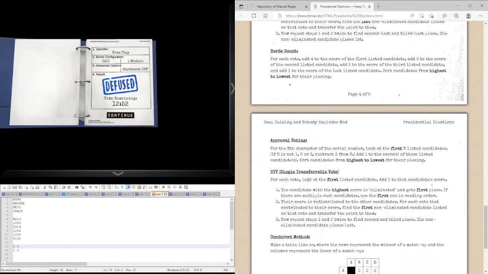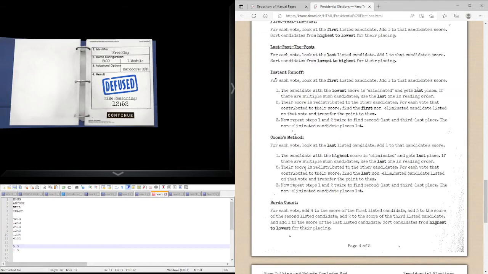I'm going to skip over 3 of these for now. Border count.